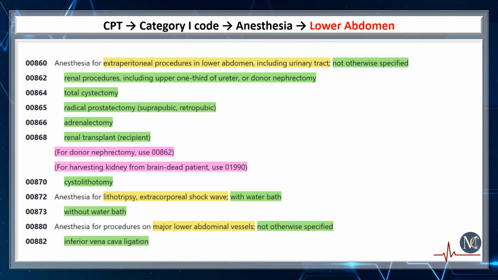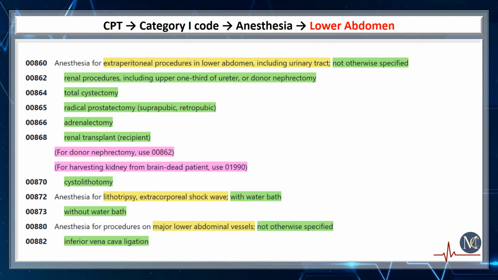Next code is 00860. Anesthesia for extraperitoneal procedure in lower abdomen, including urinary tract, not otherwise specified. Extraperitoneal structure lies outside the peritoneal cavity. The extraperitoneal organs include the suprarenal glands, aorta, inferior vena cava, second and fourth part of the duodenum, pancreas, ureter, kidneys, colon, ascending and descending, esophagus, rectum, and bladder.